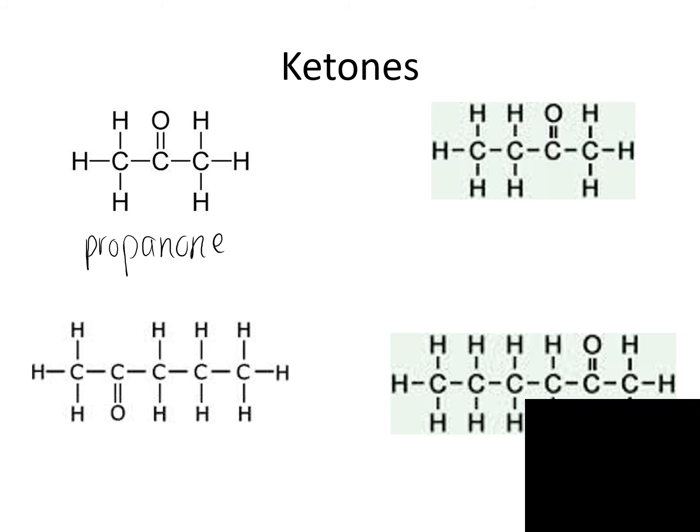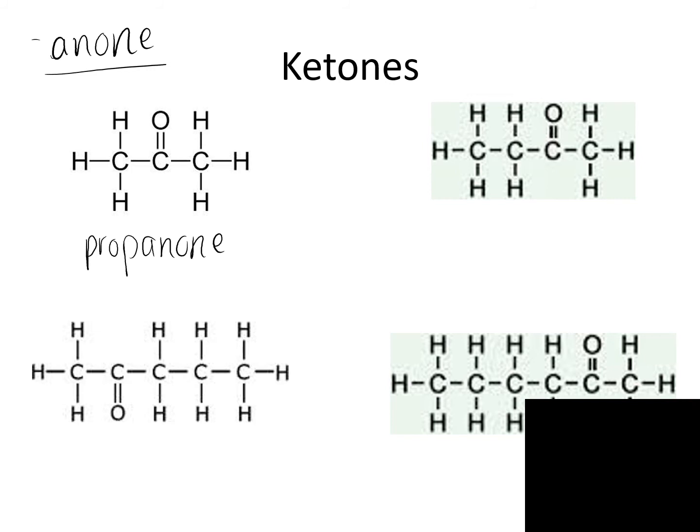Why is it not propan-2-one? Because you can't get anything other than propan-2-one, so we don't need to say the position. It has to be in the center, in the middle of the molecule, and there's only 1 carbon in the middle of the molecule. All your ketones have an -one ending. That's how you can identify them.